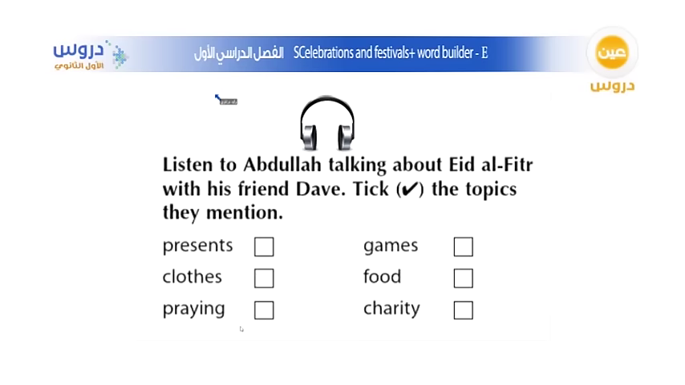So, here in this activity, we are going to listen to Abdullah talking about Eid al-Fitr with his friend Dave. What you have to do is to tick this sign here the topics they mention. We've got presents, clothes, praying, games, food, and charity.